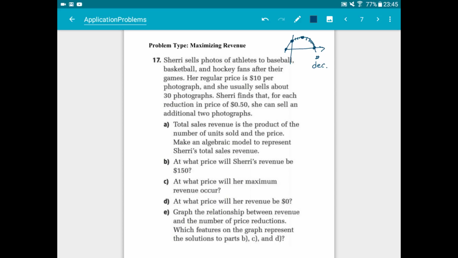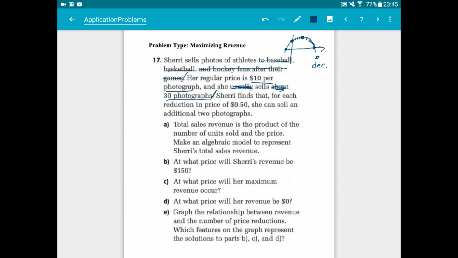So that's kind of the situation that we're going to see in this question, where Sherry sells photos of athletes to just athletes. We don't care about this stuff, or their fans. Her regular price is $10 per photograph, and she usually sells, so, just try to eliminate non-important words. So she sells 30 photographs. That's the first fact there.